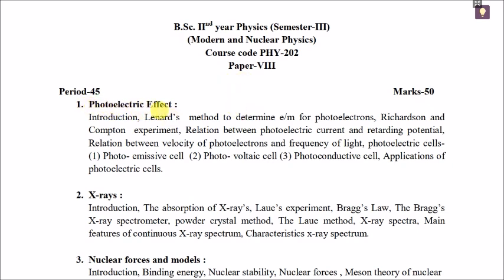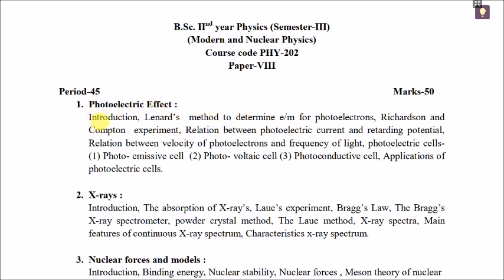The first chapter is the photoelectric effect. We already know about this effect: it is simply the removal of electrons by using photons, which is called the photoelectric effect. Means electrons are removed, or we can produce free electrons by using photons or light, which is called the photoelectric effect. In this chapter we are going to study the photoelectric effect and the electrons, called photoelectrons, which are removed or ejected by the photons.